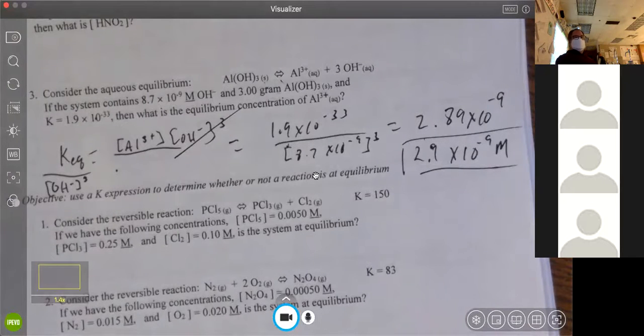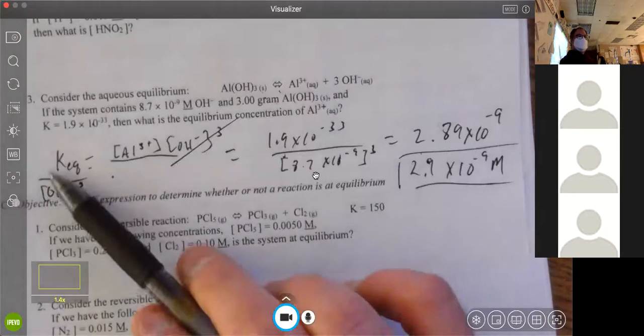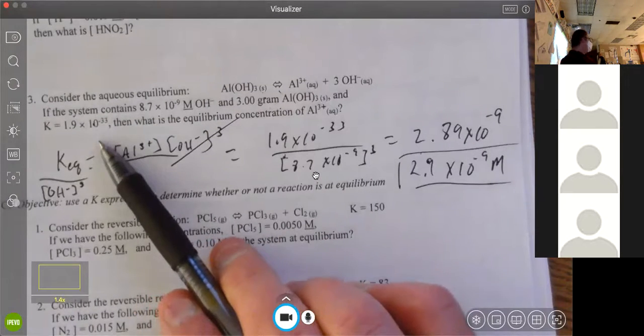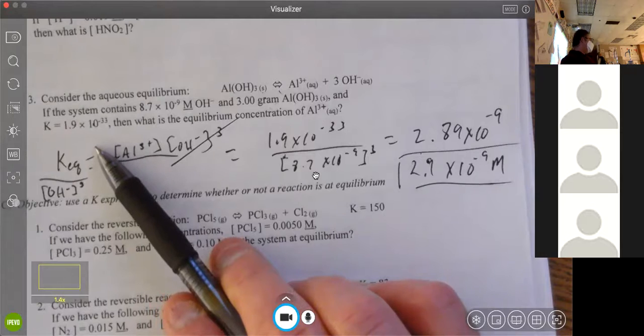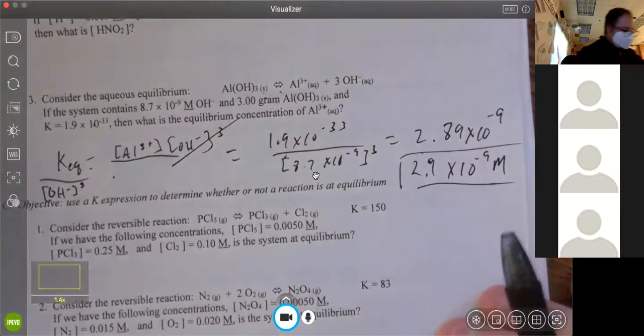Let me ask you this. What is there more, in this case, products or reactants? 1.9 times 10 to the negative 33rd, less than 1. Yeah. Cool.